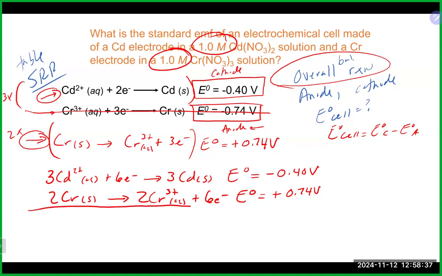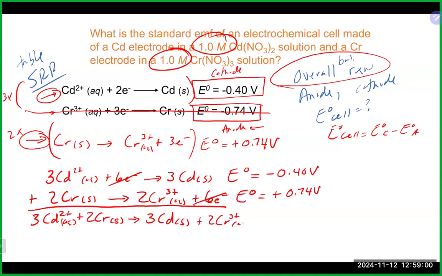That means I could add these together. Electrons, just like a normal redox reaction, should always cancel out completely. And that will leave us with our 3 Cd2+ plus our 2 Cr goes to our 3 Cd and our 2 Cr3+. First off, any question on identifying cathode, anode, and the overall balanced equation?